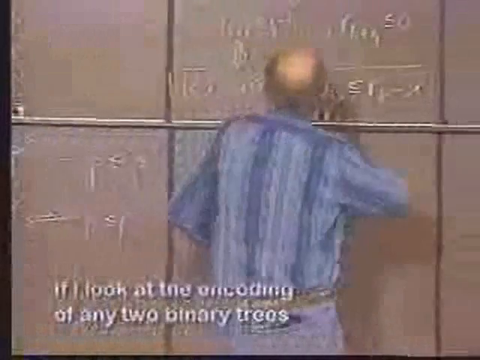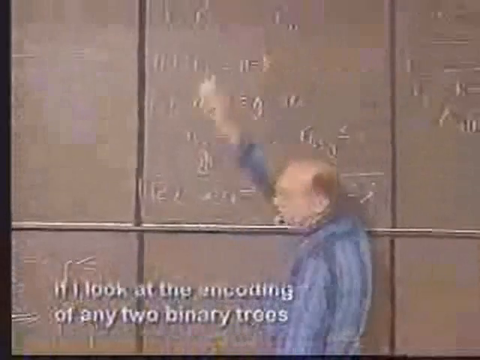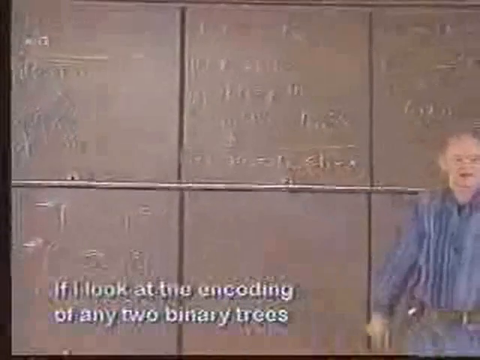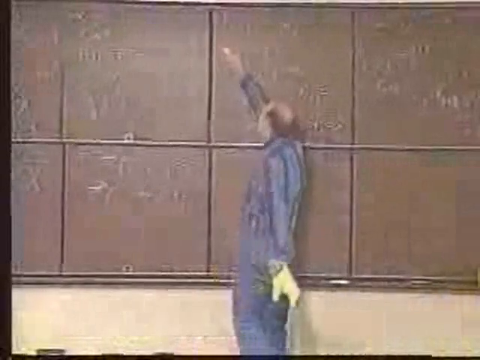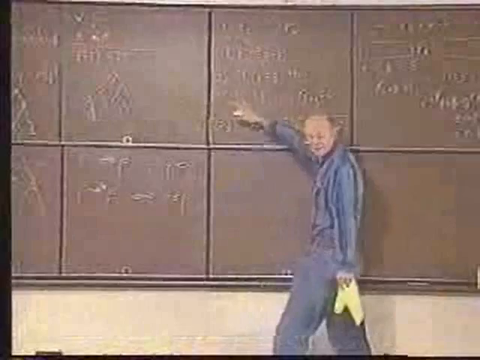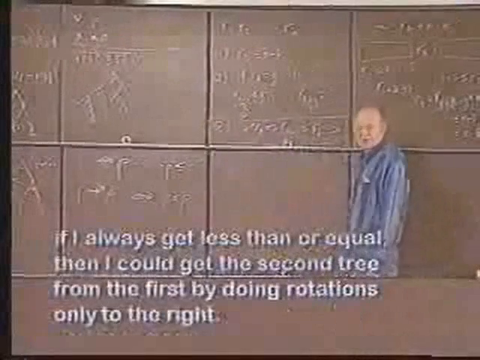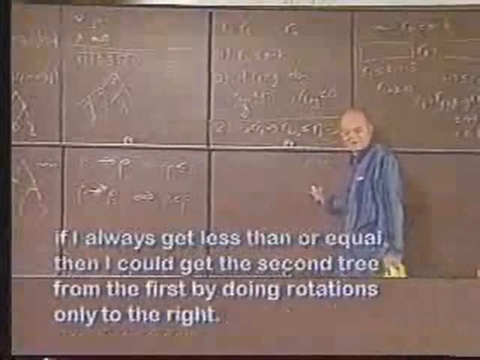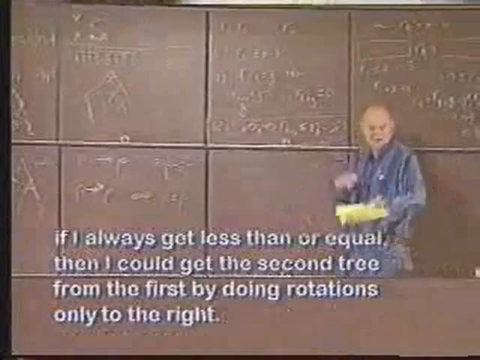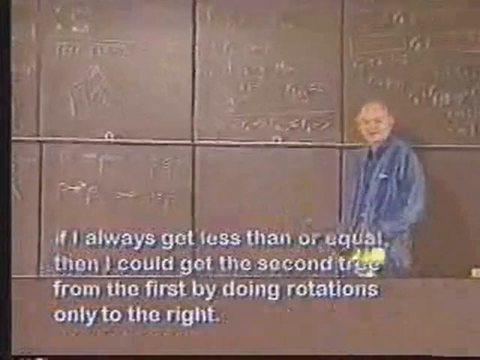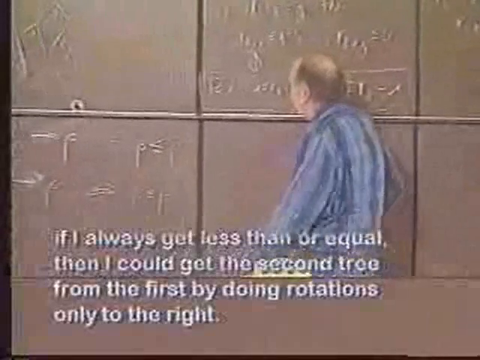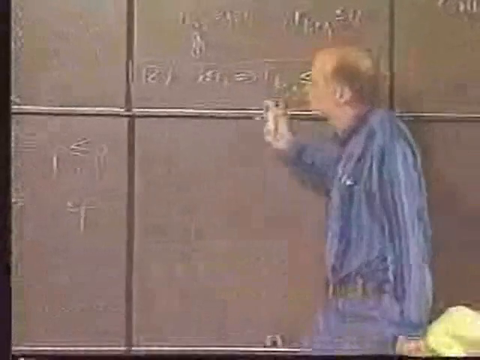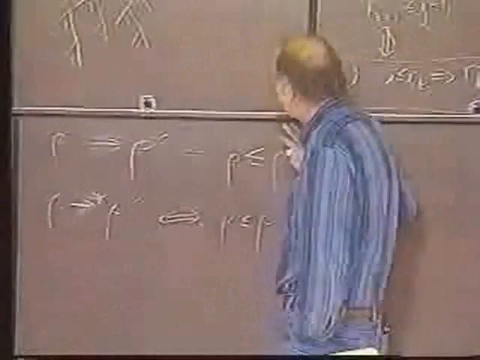So if I look at the encoding of any two binary trees, and I compare them, I compare R1 to R1 prime, R2 to R2 prime, and so on. If I always get less than or equal, then I could get the second tree from the first by doing rotations only to the right. But if any one of them is less, I obviously couldn't. Now one way is obvious. A rotation always increases.